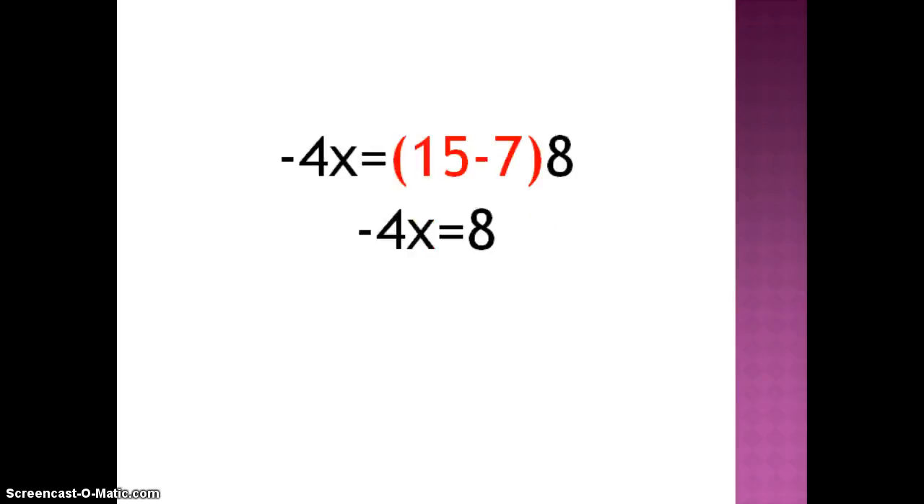In that case, we would end up with -4x equals 15 minus 7. And 15 minus 7 is 8. Therefore, we would bring down our -4x, which still remains, along with our equal sign and our 8.